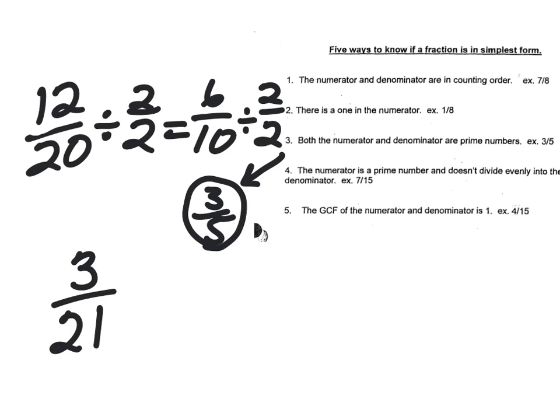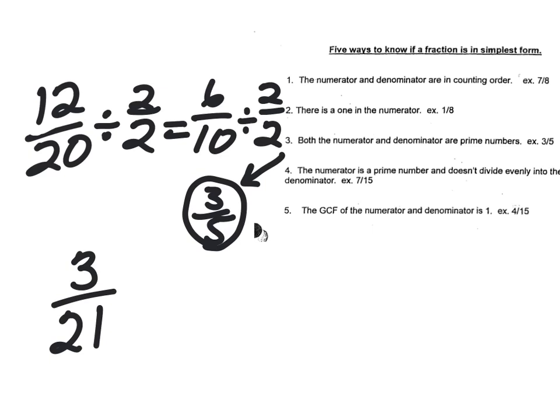It says the numerator and denominator are in counting order. So that means, if you were to just start counting 1, 2, 3, 4, and all the way up, if they were in consecutive order back to back, you know that you have a simplified fraction, like the one they gave you as an example, 7/8. Well, our fraction 3/5 does not meet that requirement, but maybe it meets another one.